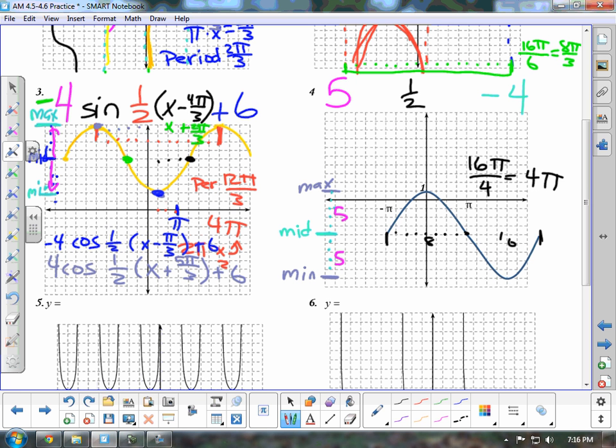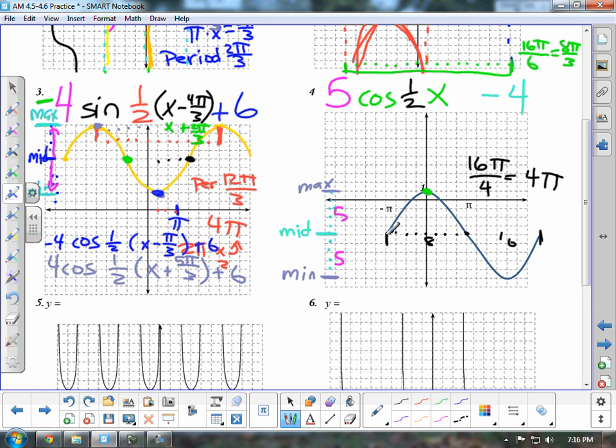And now, looking at the function that we have, we can use either sine or cosine. In this case, because it starts at our maximum, I would choose cosine. And then all you have to do is put an x, and you're done.